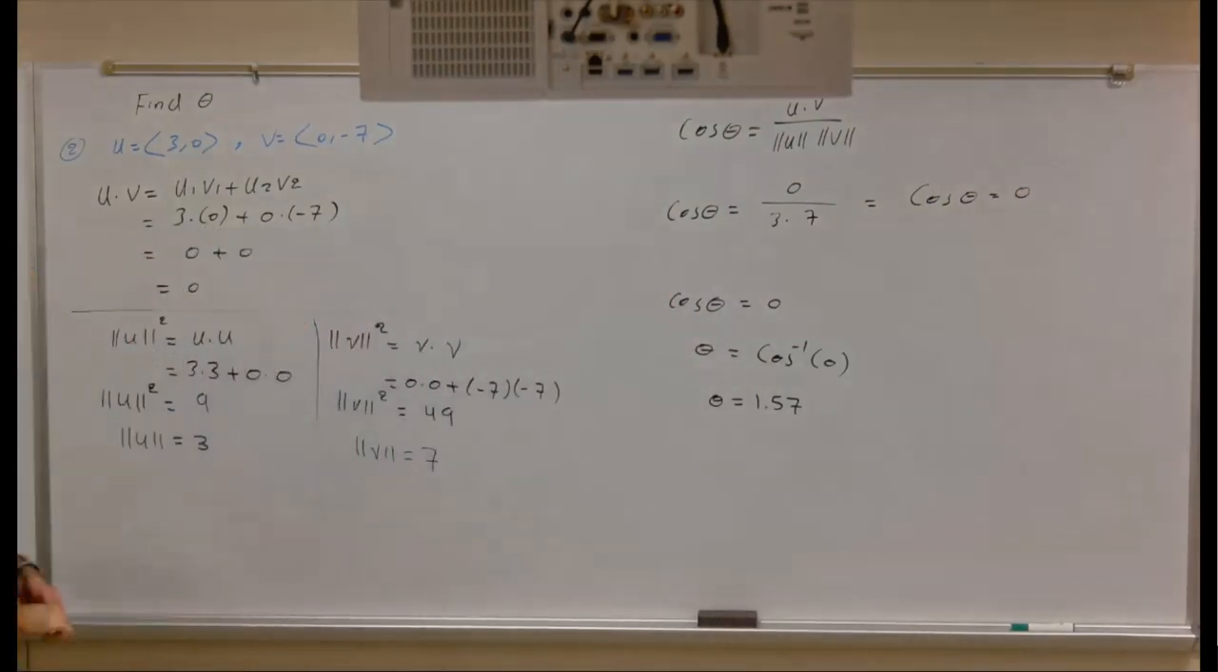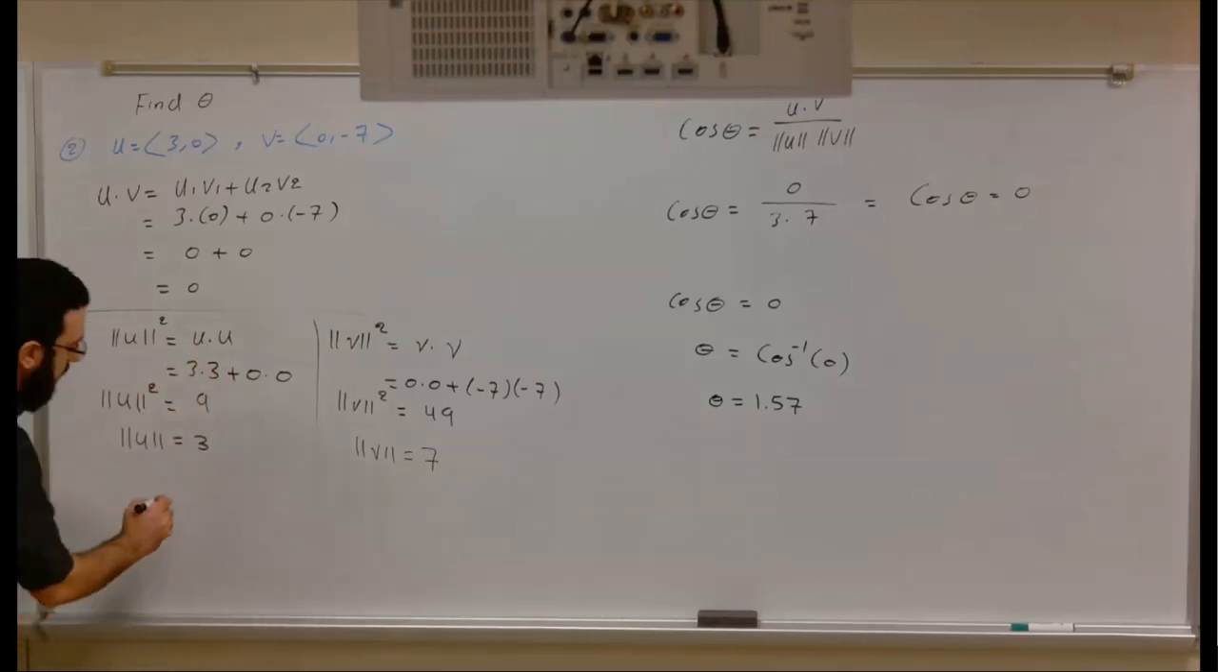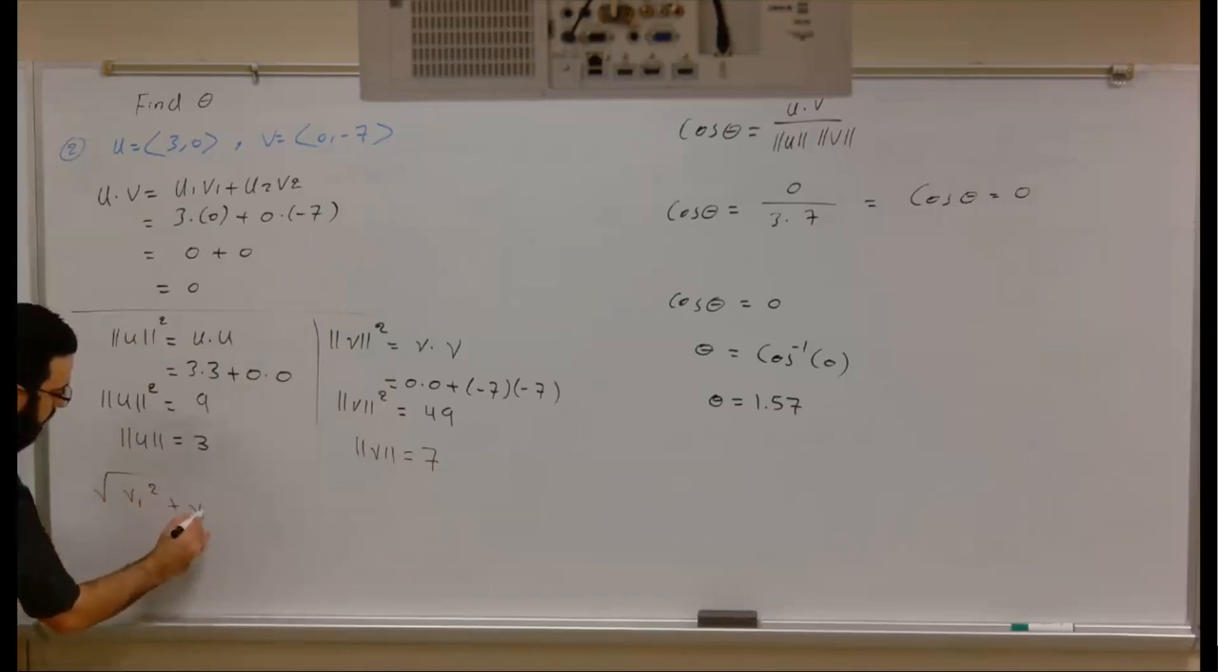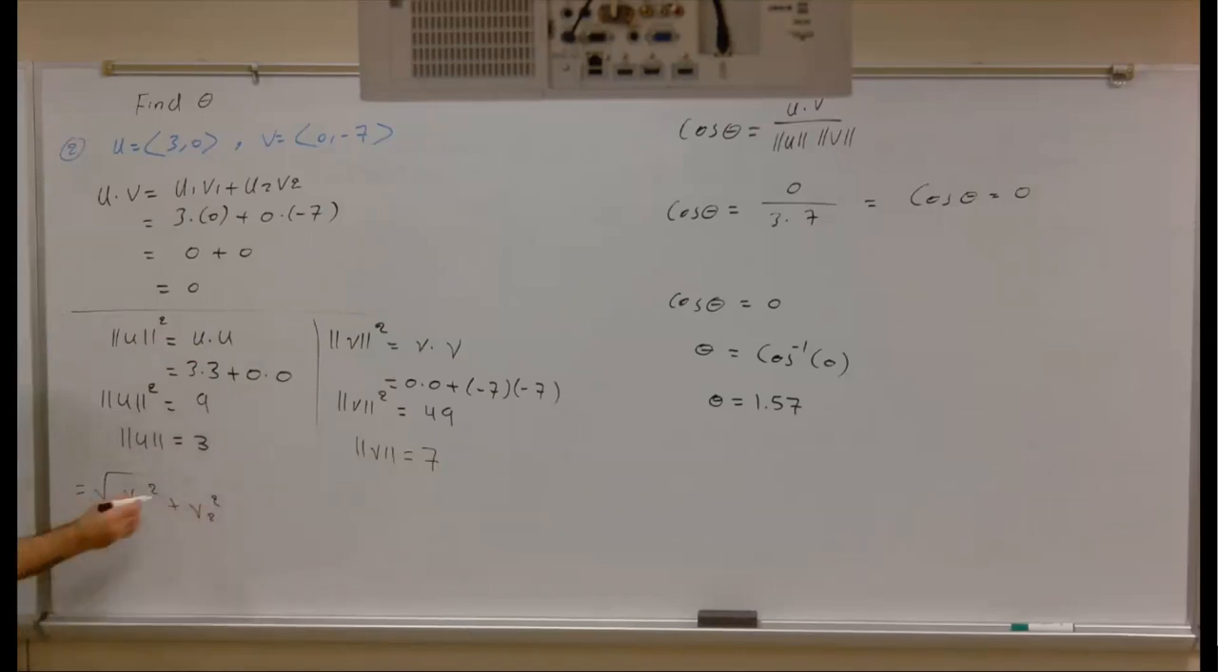Okay? So the main thing here, when I did this extra step to show you, is that you can find the length by using the dot product, or you can find the length by using the square root of v1 squared plus v2 squared. Both are going to be right. You can use this formula or you can use the dot product.